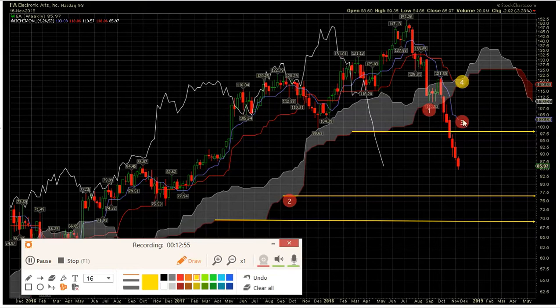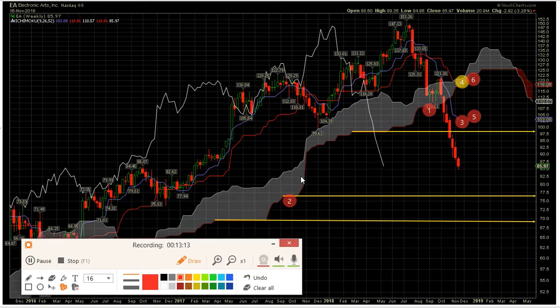Is the Tenkan-sen pointing down? That's our next item. Is the Tenkan-sen moving down? It is pointing down. That is another negative. Is the Kijun-sen moving down? Is it pointing down? That is another negative. Even though it is still in the cloud, it is still pointing down.